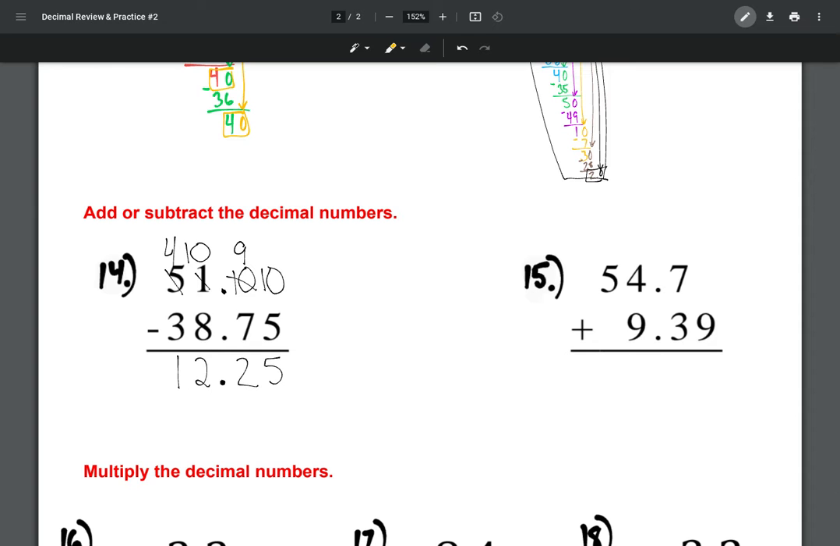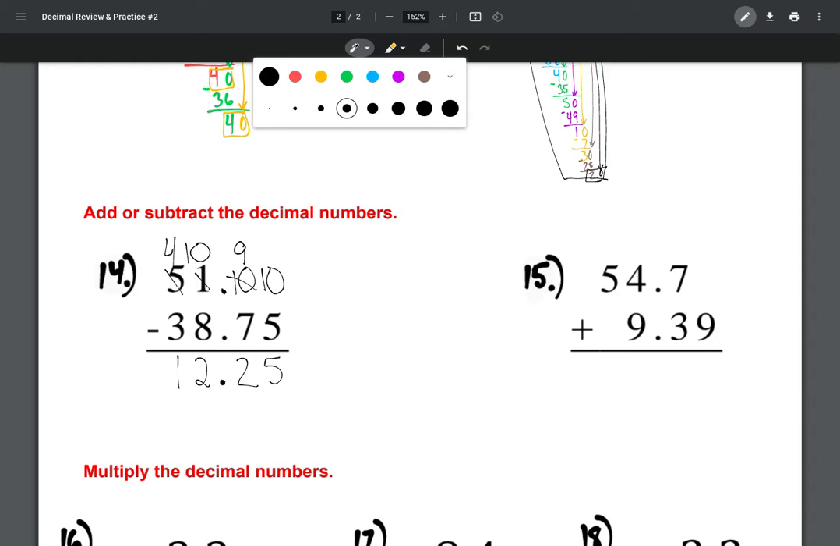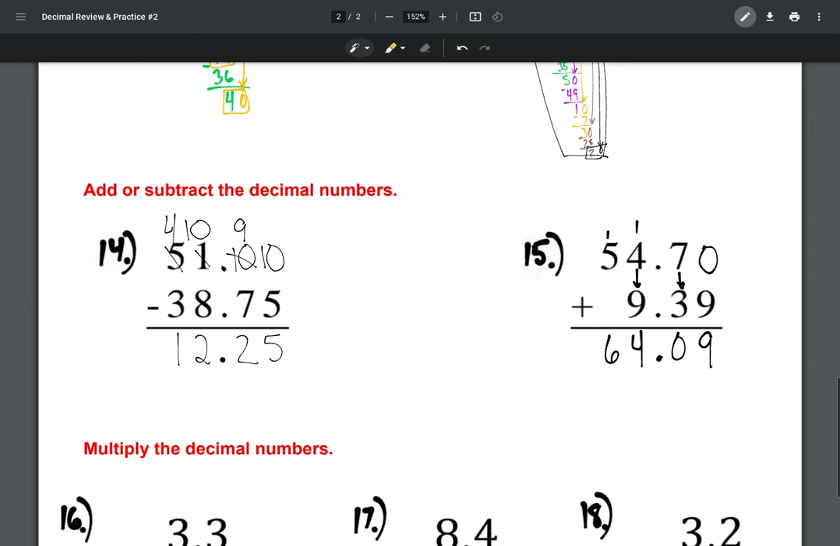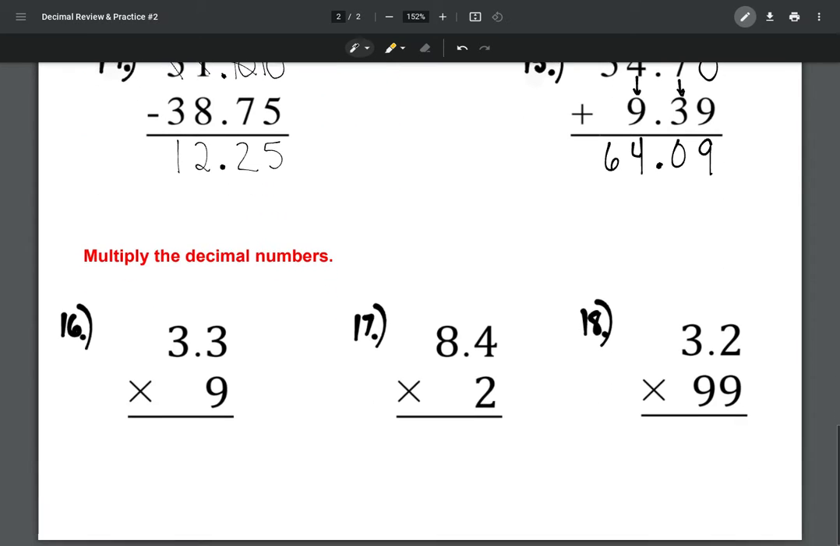In number 15, we're asked to add. I'm going to fatten up my pen first. We'll draw an invisible 0, even though we don't need to, because remember, the order doesn't matter when we add. So 0 plus 9 is 9. 7 plus 3 is 10. We'll carry the 1. 1 plus 4 is 5. And 5 plus 9 is 14. Carry the 1. And 1 plus 5 is 6. And we'll bring our decimal straight down into our answer. 64 and 9 hundredths is the final answer.